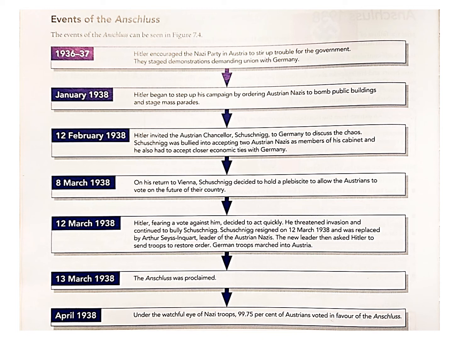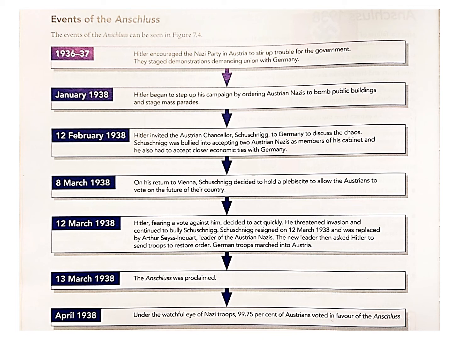On his return to Vienna, which is the capital of Austria, Schuschnigg decided to hold a plebiscite, which is a vote, to allow the Austrians to vote on the future of their country. It's a bit like Brexit. So chaos is happening. Nazis are kicking off saying, we want to unite with Germany. So Hitler goes, oh, I'll invite the leader of Austria over and I'll basically bully him into saying that he should start to unite with Germany.